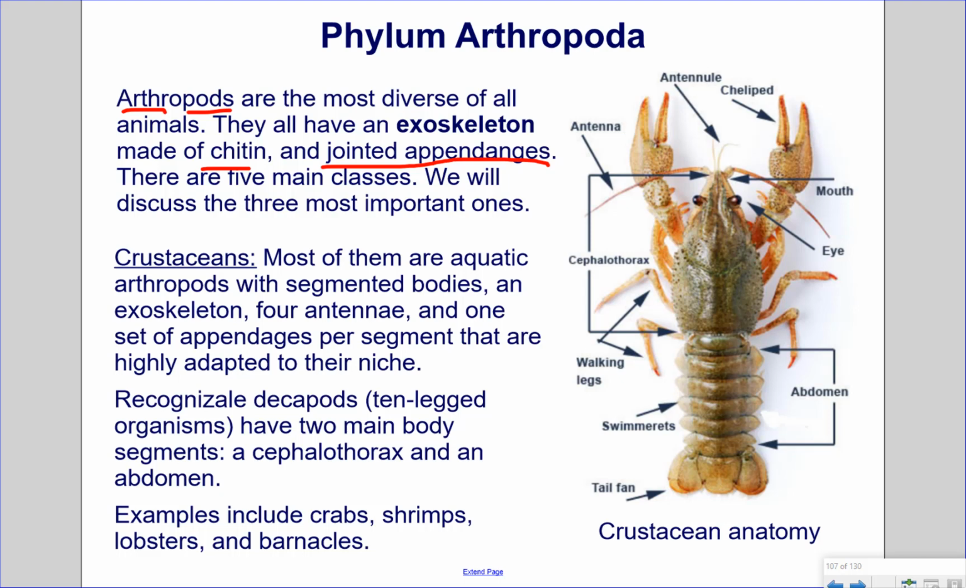Crustaceans. Most of them are aquatic arthropods with segmented bodies, an exoskeleton, 4 antennae, and 1 set of appendages per segment that are highly adapted to their niche. Recognizable decapods, 10-legged organisms, have 2 main body segments, a cephalothorax and an abdomen. Examples include crabs, shrimps, lobsters, and barnacles.